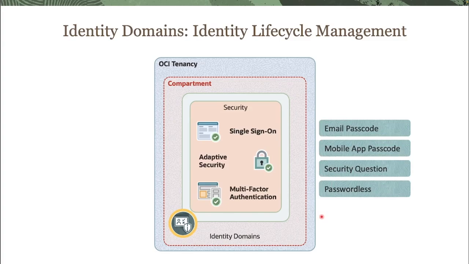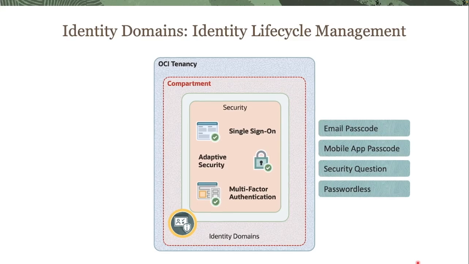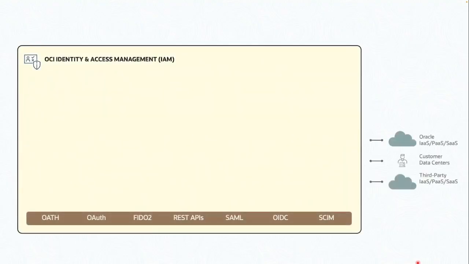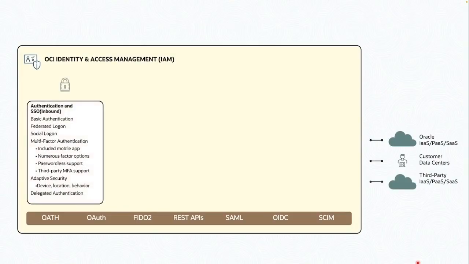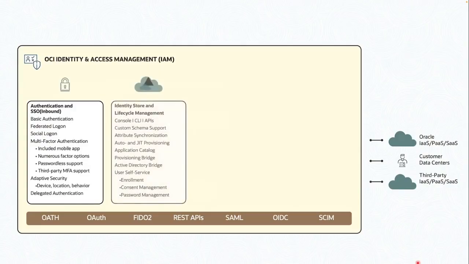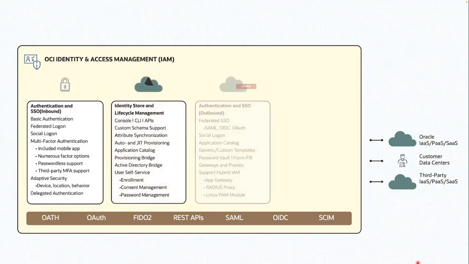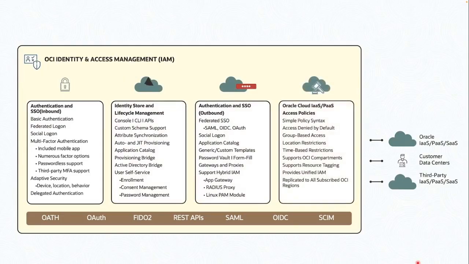Now, after knowing the features of the identity domain, let us see the core capabilities of OCI IAM with identity domains. We have 4 key capabilities of OCI IAM. That is the inbound authentication and SSO, the identity store and lifecycle management, then the outbound authentication and the SSO, and then OCI authorization using access policies. Now let us go ahead and take a look at each of them, starting with inbound authentication and SSO.